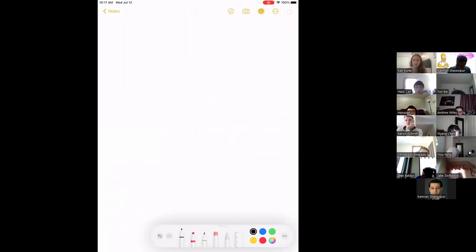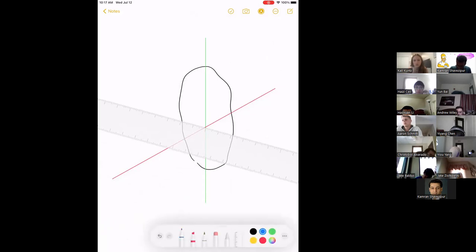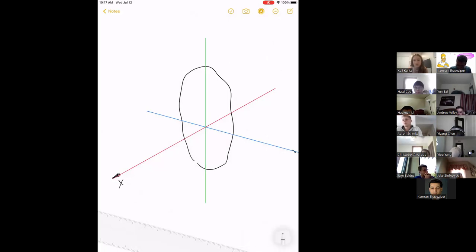So if this is your rigid body, let me put it more in the middle. This is your rigid body, right? You have the Z-axis, you have the X-axis, and I try to draw it kind of 3D, and I'll use another color for the y-axis. Okay, so technically this is x, this is y, and this is z.